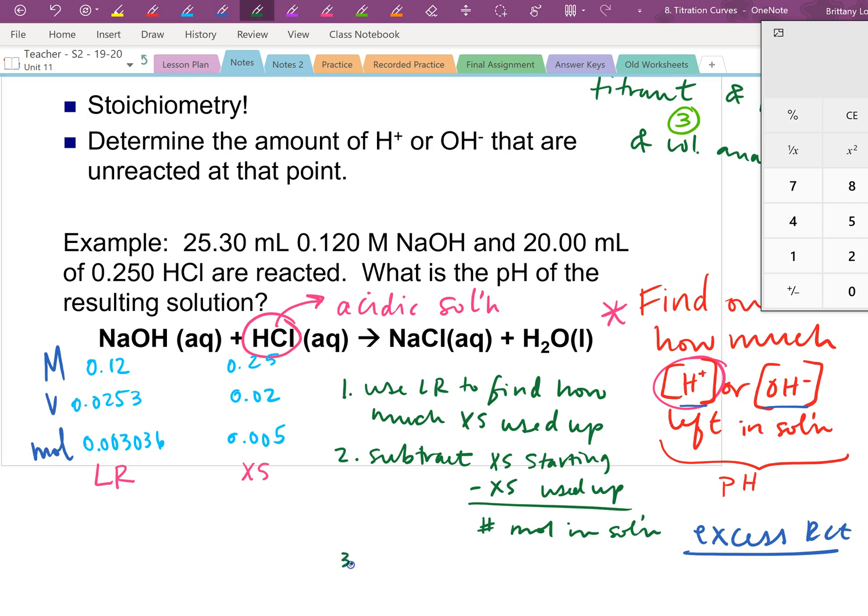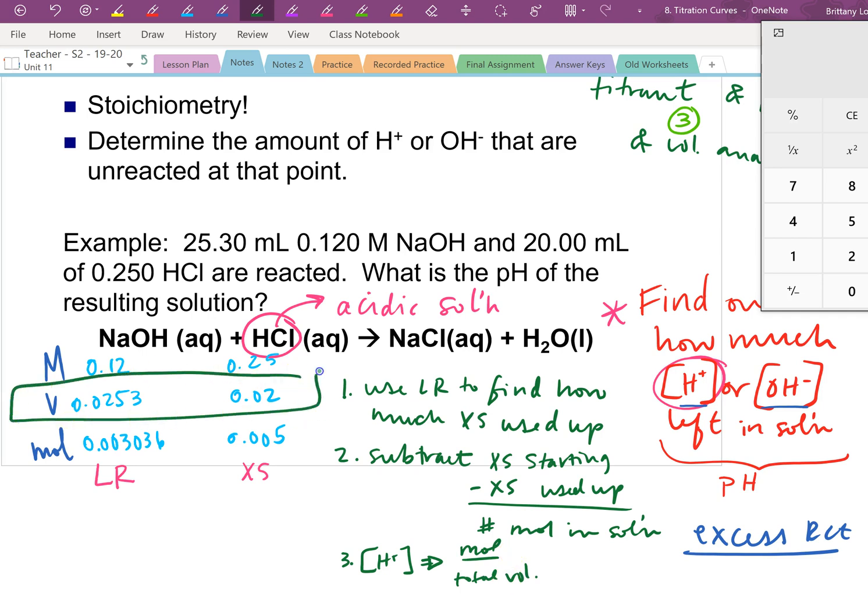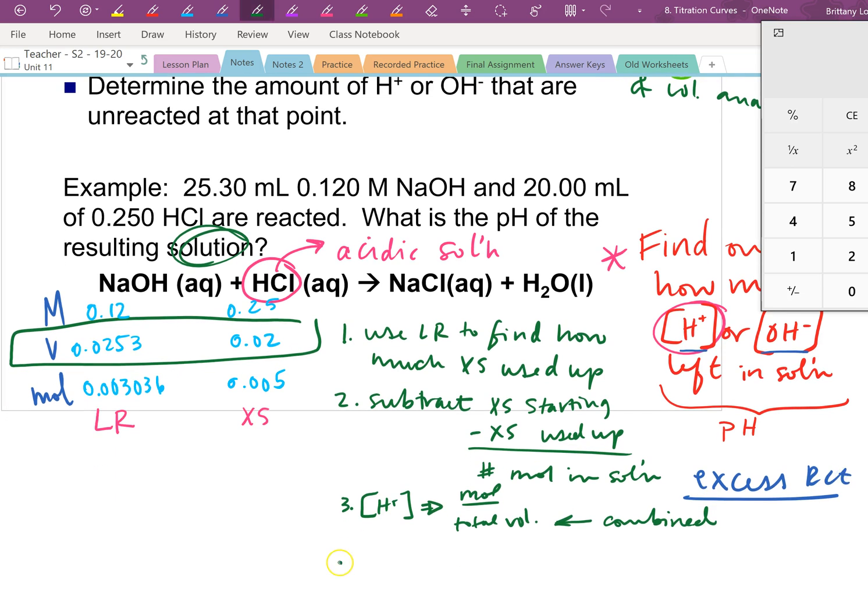And now we have to be thoughtful here. When we find the concentration of the H plus, we need to do moles over total volume. Remember, total volume is now going to include everything that we mix together, because in a normal titration, when you're finding the concentration, you want to know of the analyte, you want to know what is the concentration at the beginning before you added any titrant. But now we want to know what is the pH of the solution as it is right now, which means we need to combine the volume. So the total volume here will be the combined. And then the last step will be to calculate negative log of that H plus that we find.